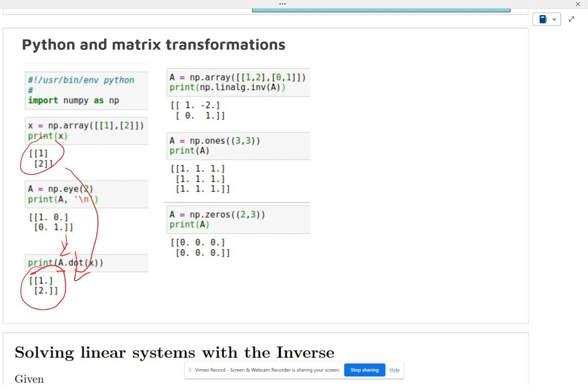The other function you want to learn is called ones. So you can create a 3 by 3 matrix of ones this way. Or you can create a 2 by 3 matrix of zeros. So this is how you would do this.